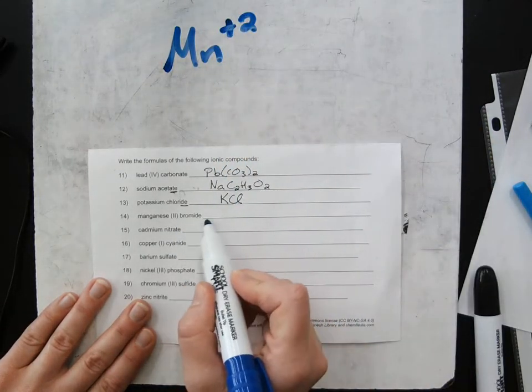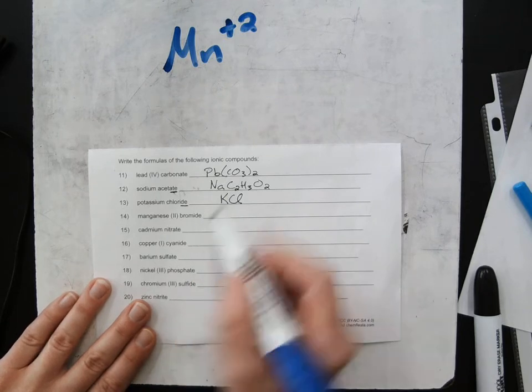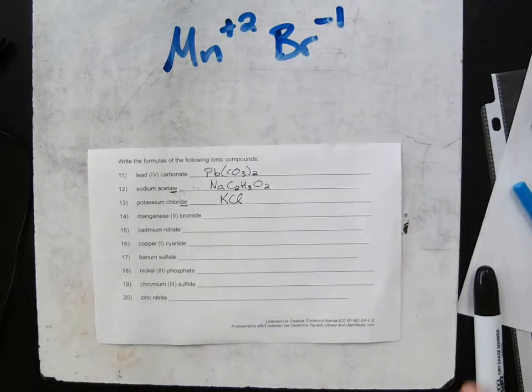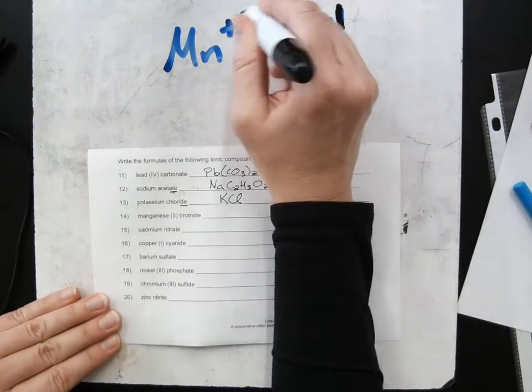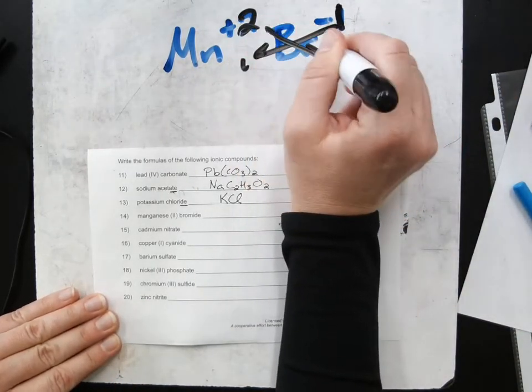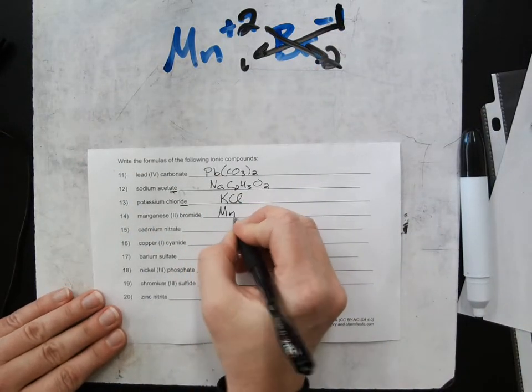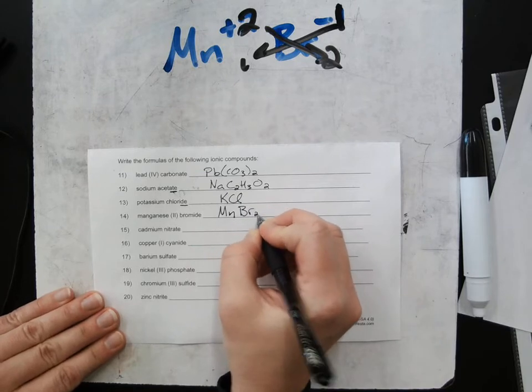Okay, bromide, that's my normal IDE ending. So it's just bromine. Crisscross applesauce. Mn, Br2.